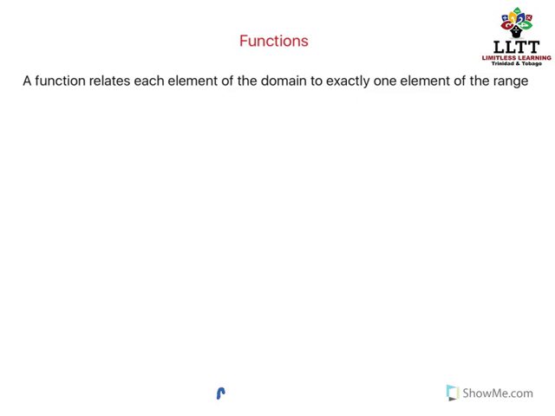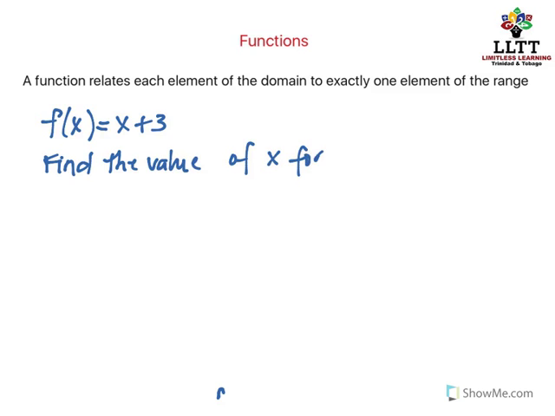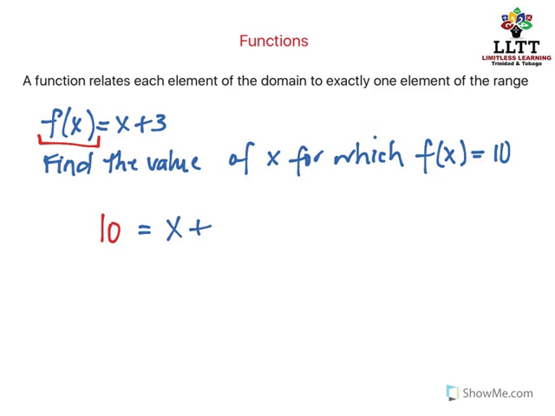So we have our function. Let's start off with something significantly easy. F of x is equal to x plus 3. And we want to find the value of x for which f of x is equal to 10. So I know that f of x is equal to 10. So all I'm going to do in my original equation is replace f of x with 10. So now I have 10 is equal to x plus 3. All I did was replace f of x with 10 because they told me f of x is equal to 10 and I want to find the corresponding value of x.